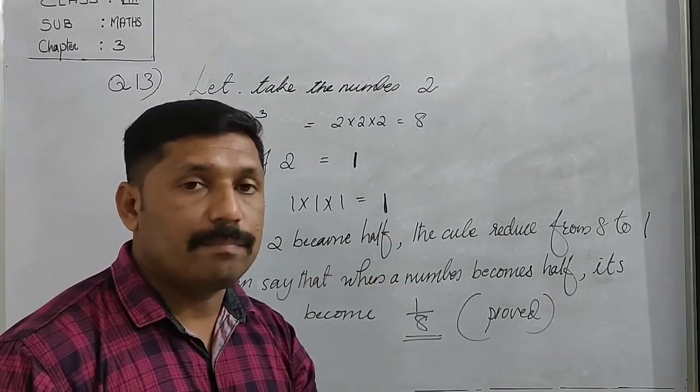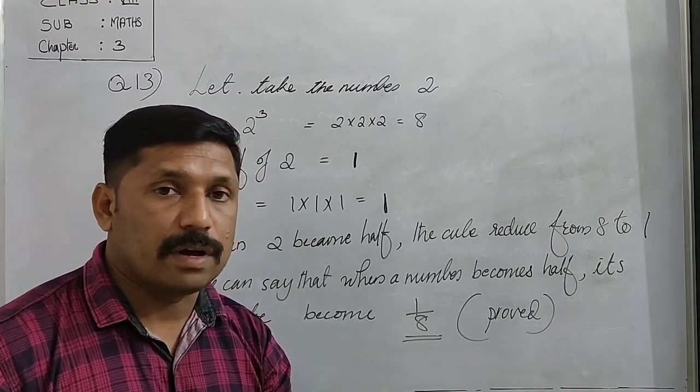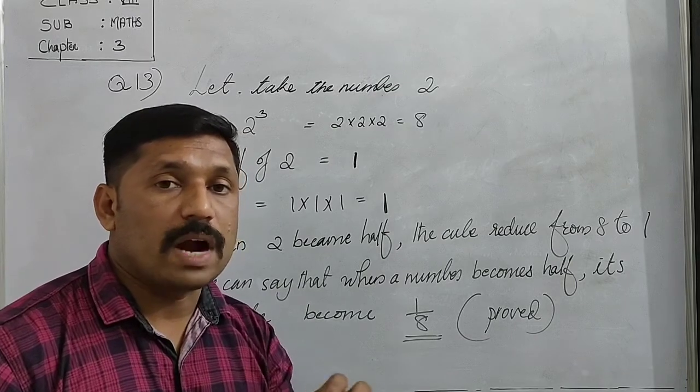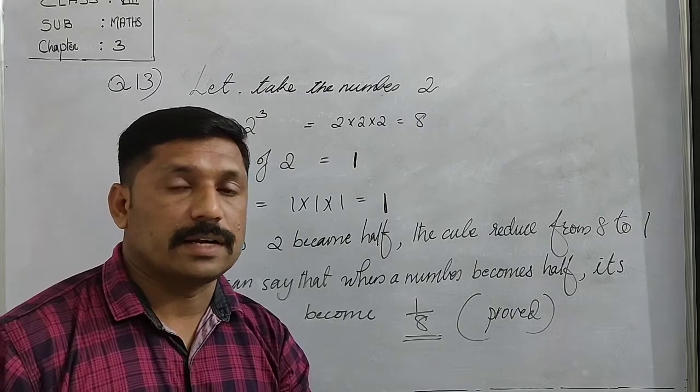So from these examples we can understand that when a number becomes half, then its cube becomes 1/8 of the cube of the given number. Okay students, I think you understood that.